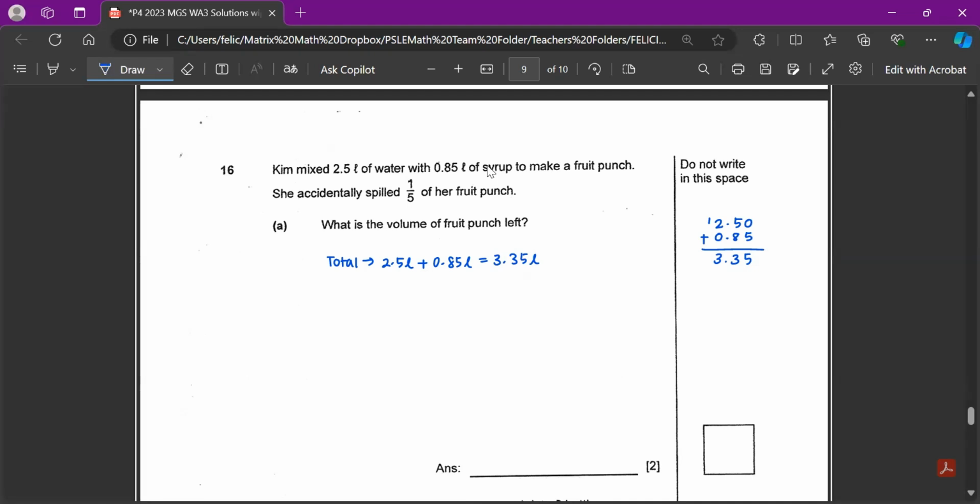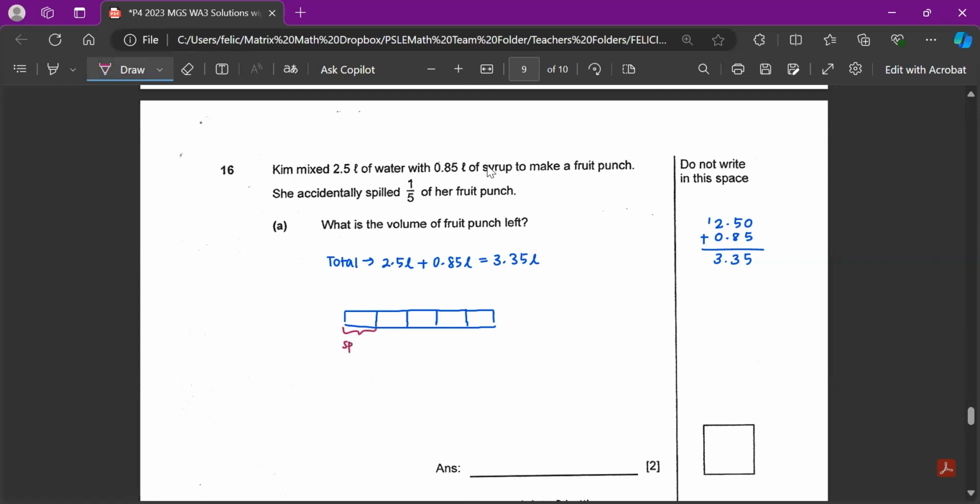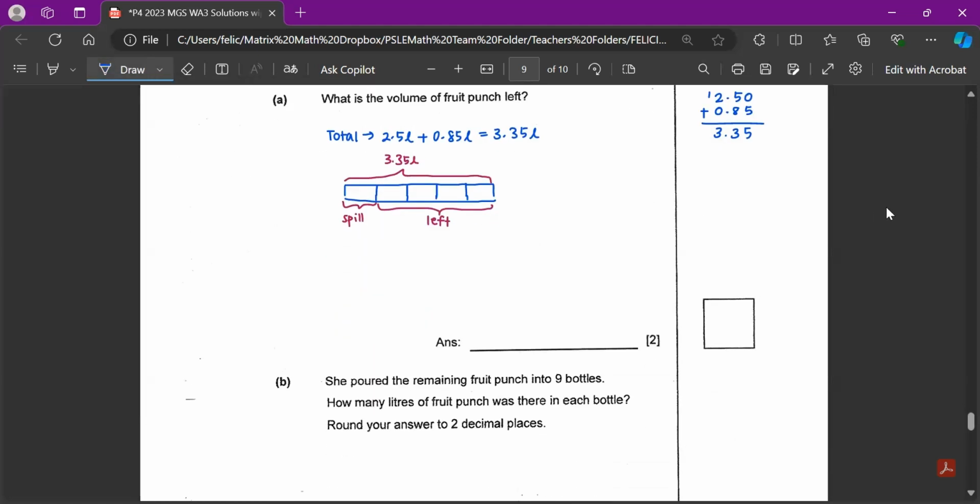Now the question says she spilled 1/5 of her fruit punch. So in other words, if I were to present a model for this, do I need to draw a model? Not compulsory, but for some of you, maybe the model helps you understand what the 3.35 liters is about. Out of 5 units, she spilled 1 part. So let's put the word spill. Whatever is left, of course, is your last 4 units. Now, what does that mean about 3.35? 3.35 would be your total at first. That is the total fruit punch that she started with. I think it's pretty obvious from here already. If you look at the model, you can see that 5 units is actually your 3.35 liters.